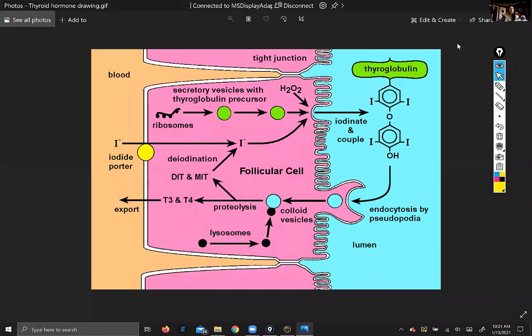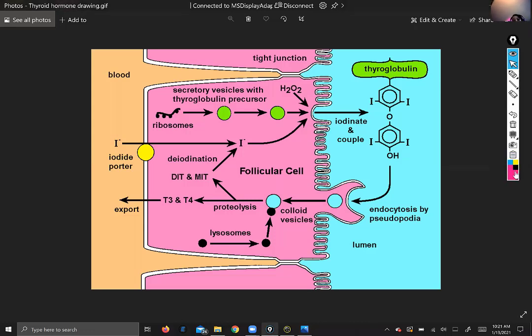Okay, so let's go through the synthesis of thyroid hormone. To give you some context, I'm going to detach my screen here so I can draw. It's always good to have a little window where you're zoomed out so you can know where the tiny complex process is happening. So I'm going to draw that over in the corner.